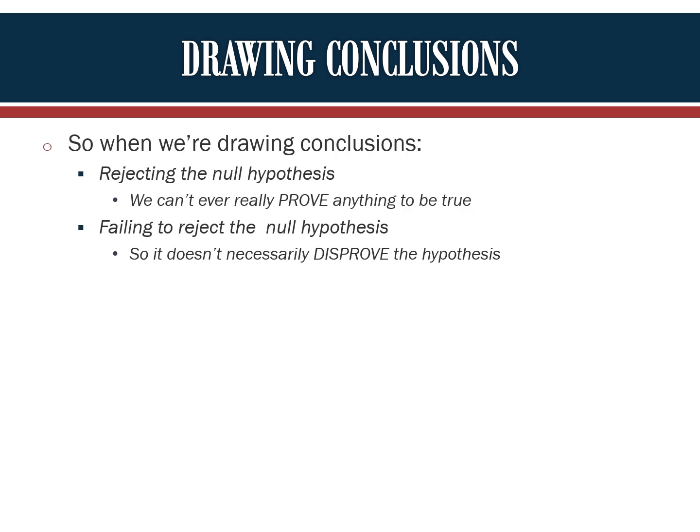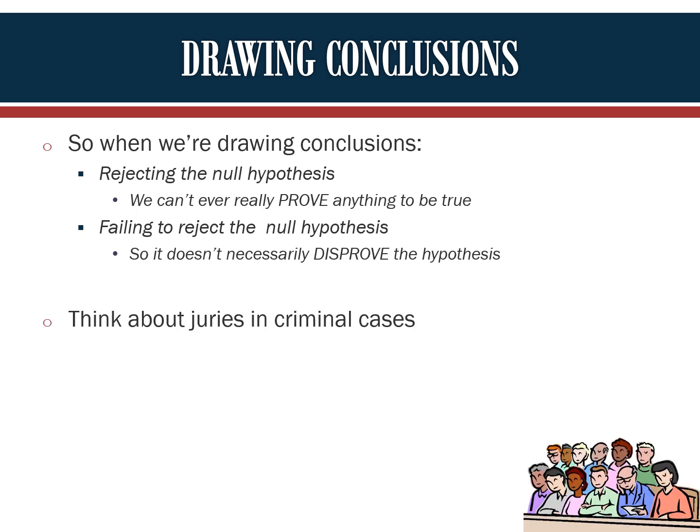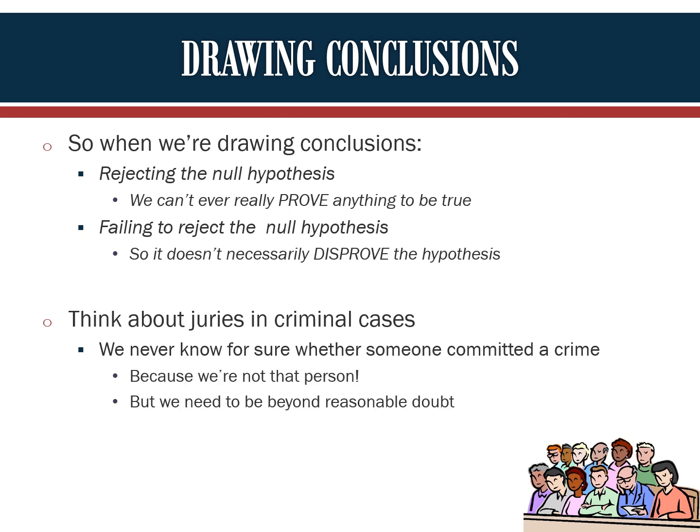So this idea of drawing conclusions, right, never proving anything true, never disproving anything or proving anything not to be true, think about this like you would think about juries in criminal cases. If you're a jury member on a criminal case, you never know for sure whether someone committed a crime, right? Because we're not that person. So we don't know for sure whether something happened. And in a lot of criminal cases, right, you're dealing with evidence, like, maybe there's suggestive text or there's DNA, stuff like that. But none of that is definitive, right?